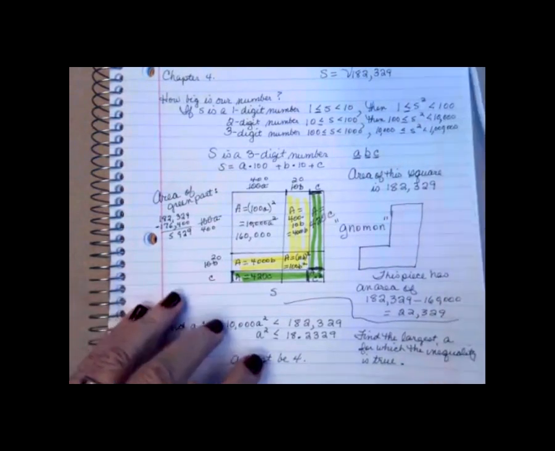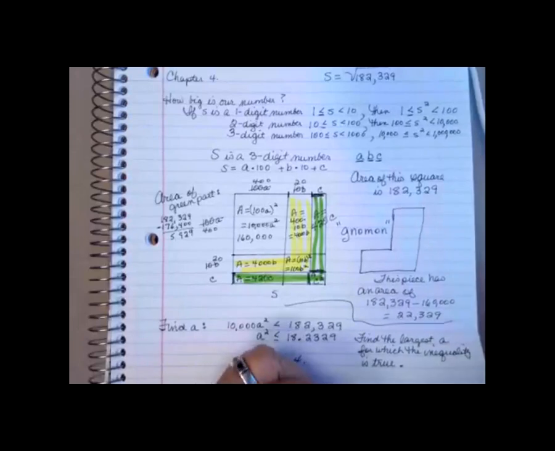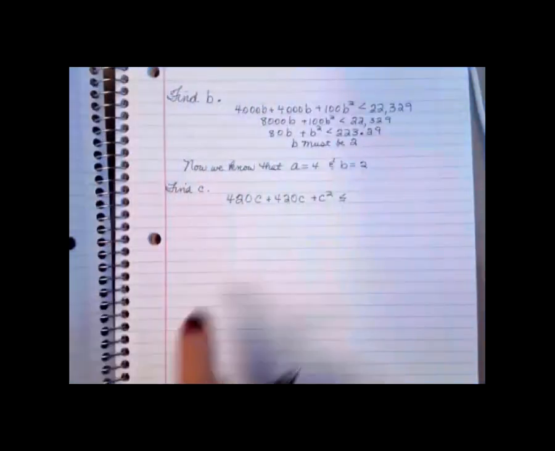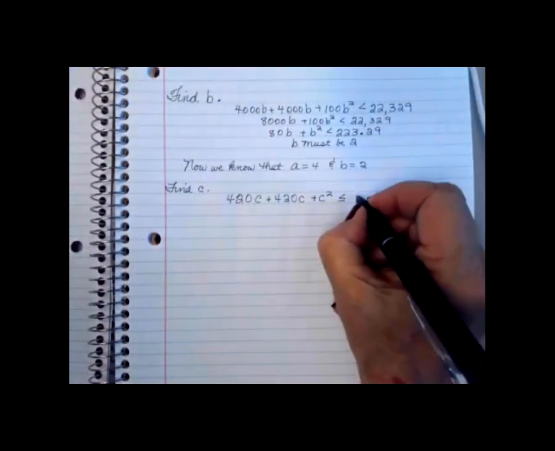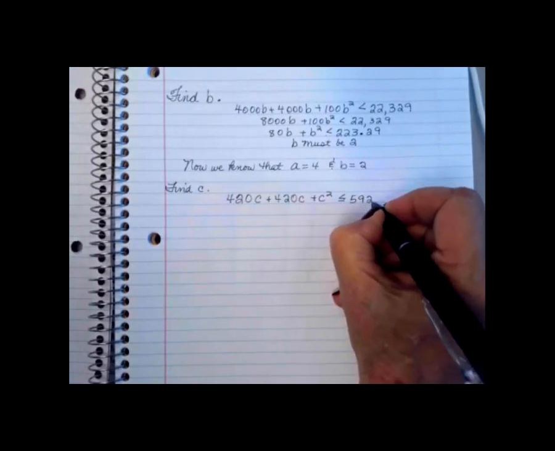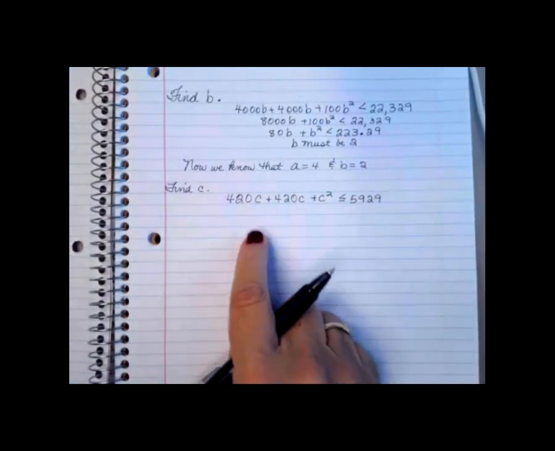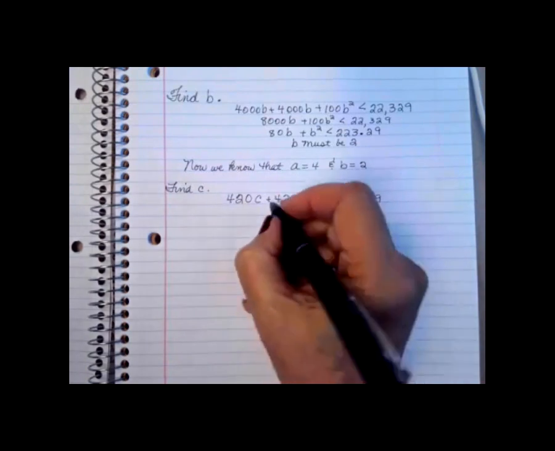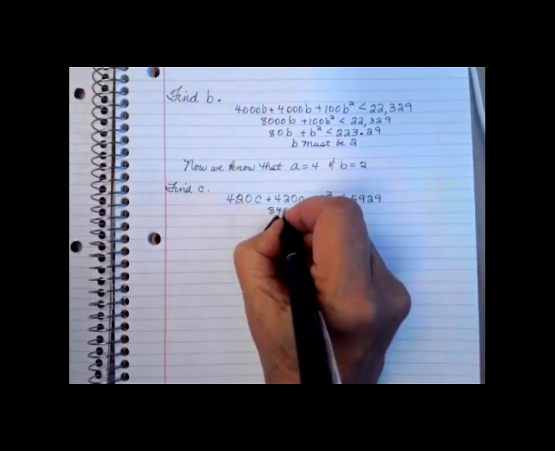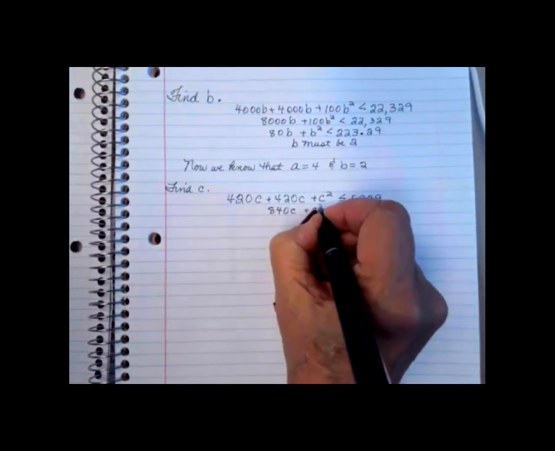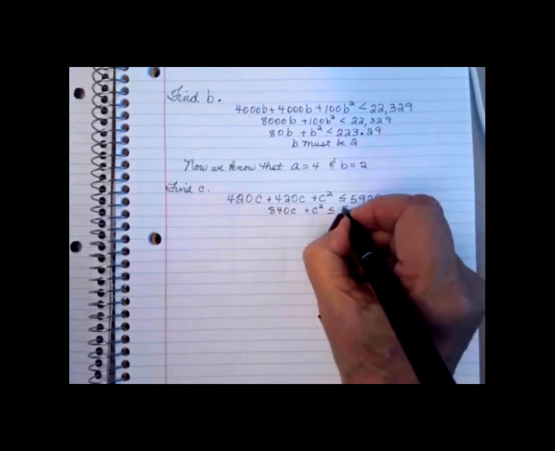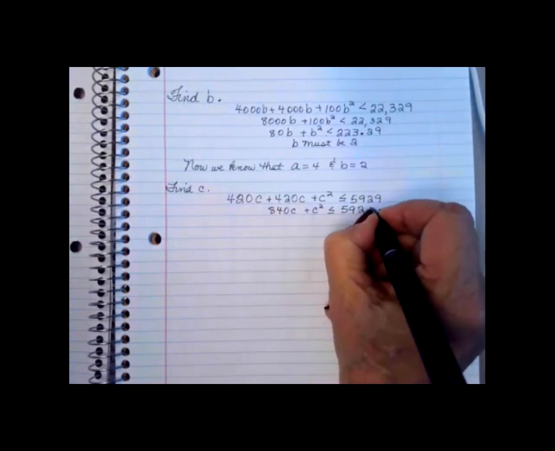So come back over here to find C. That's the number I need in my inequality, 5,929. So 420 times 420 is 840C plus C squared is less than or equal to 5,929.